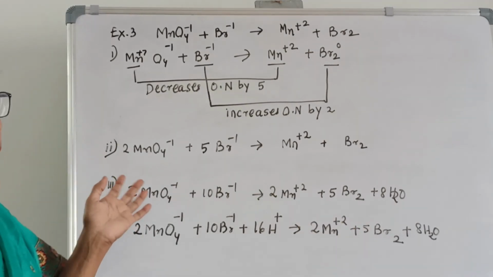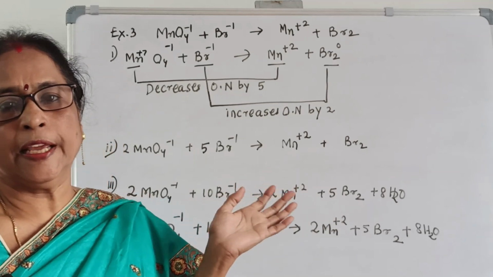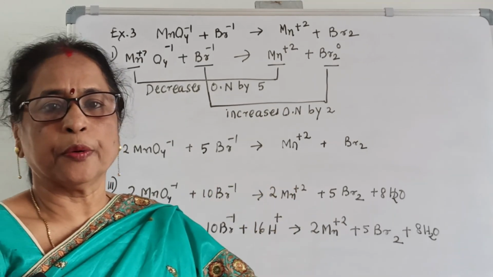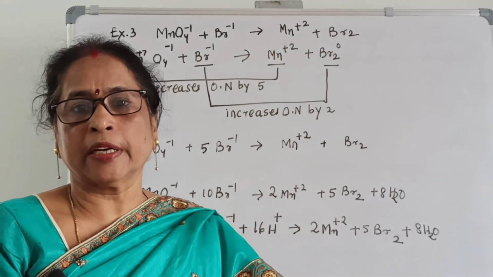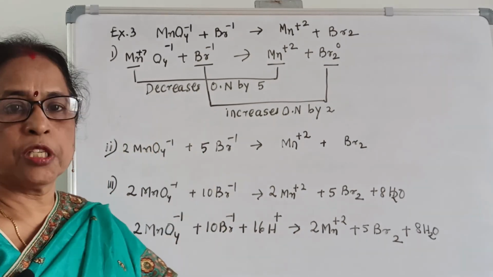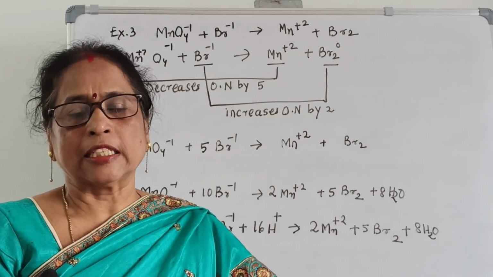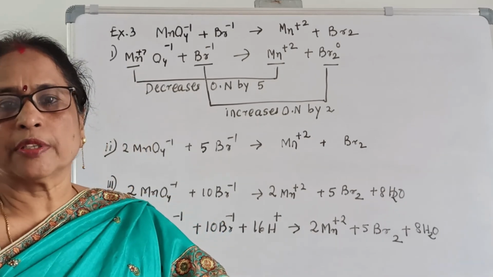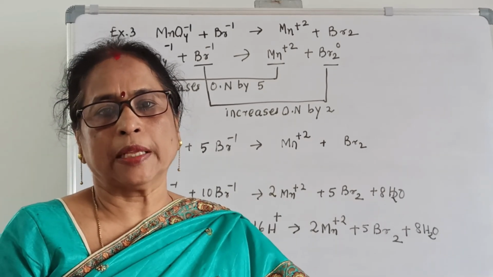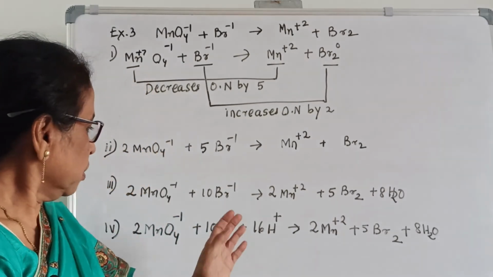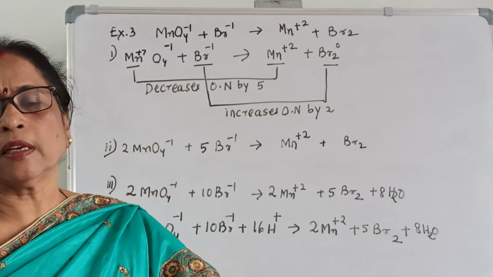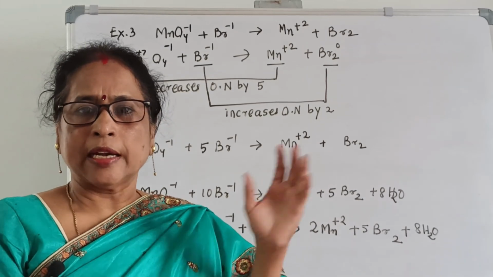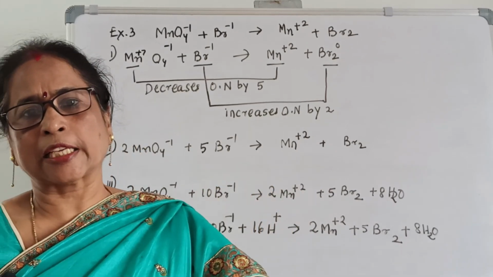Now this is example number 3. In the next video I will explain other important examples by the oxidation number method, and side by side I will also start the ion electron method of balancing. Now I hope it is clear to you what the oxidation number method is, what the steps are, and the 3 examples I explained here.